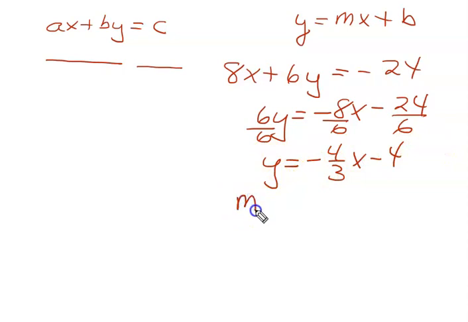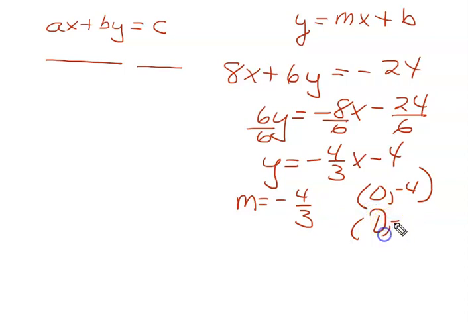So our slope is -4/3. And our y-intercept, we have to write it as an ordered pair, 0, -4. That's in the form 0, b. All right, let's see what they have.